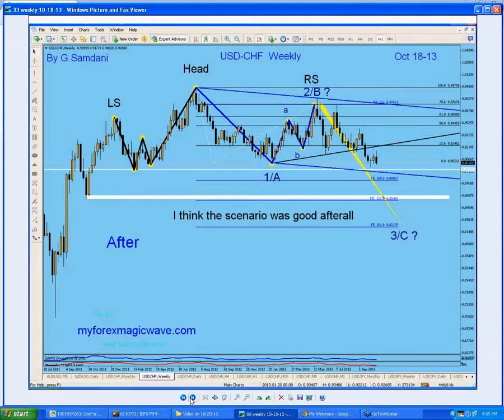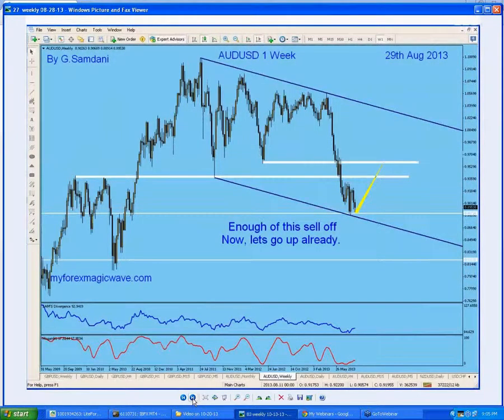Now next chart, I want to show you really what happened. This is Aussie USD. It's also a weekly chart from August. It was dropping big time, and I predicted that it's going to drop from here, from 63. Okay, I have a dream chart that I don't want to talk about. I saw these numbers dropping big time. So anyway, now, as you can see here and read, I said enough of this sell-off now. Let's go up already, and I think I scared him off.